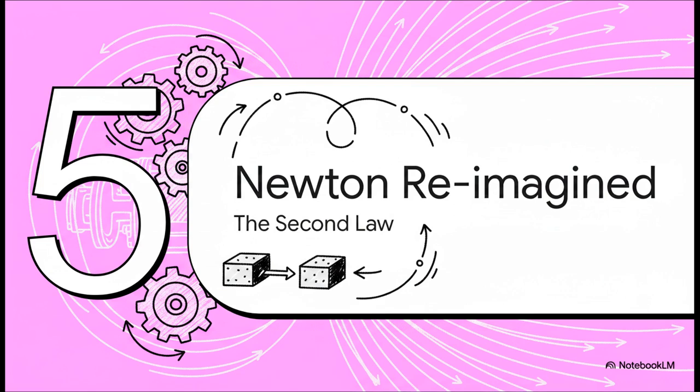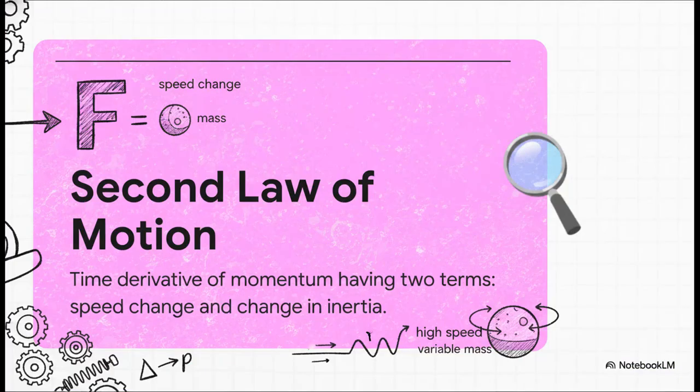reimagining Newton's second law. Now, what's really interesting here is the secret ingredient making this whole new approach possible. It requires us to look at Newton's famous second law of motion a little bit differently than, say, your high school physics teacher might have taught it. Usually, scientists restrict Newton's second law to constant masses and low speeds. But if you look at the strict definition, the time derivative of momentum, the law actually consists of two parts, two distinct terms. The first term describes the change in speed. Okay, we all know that one.